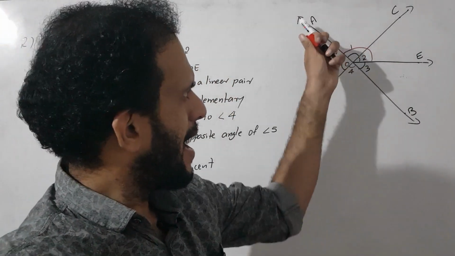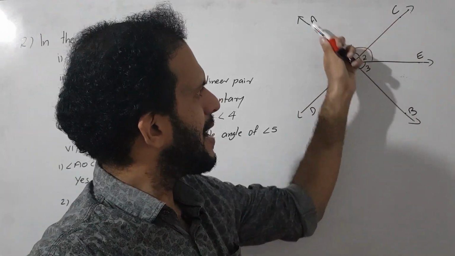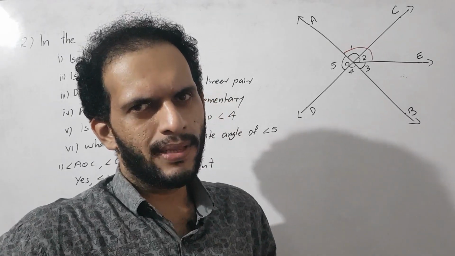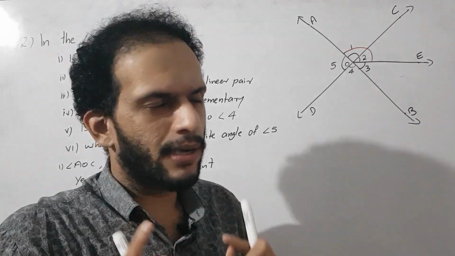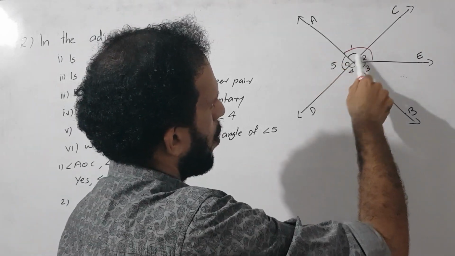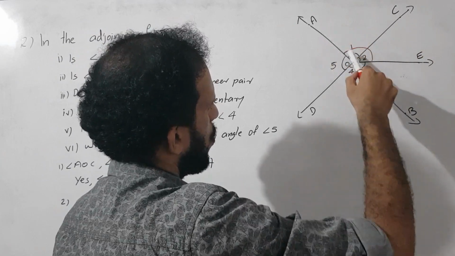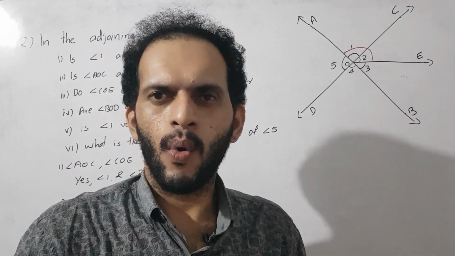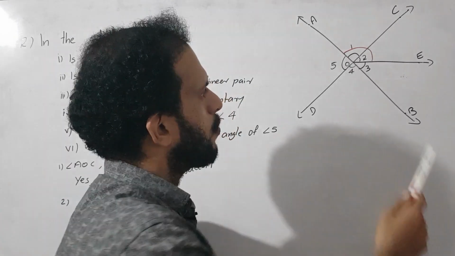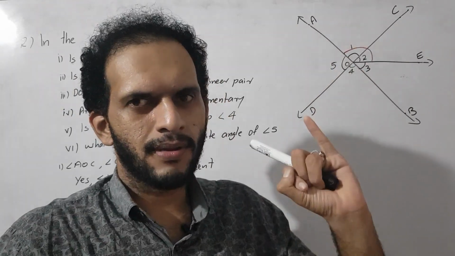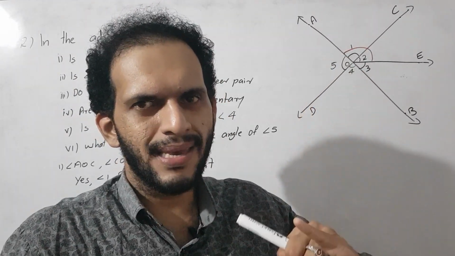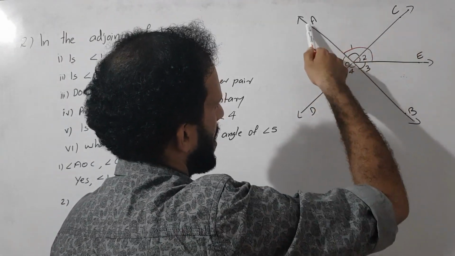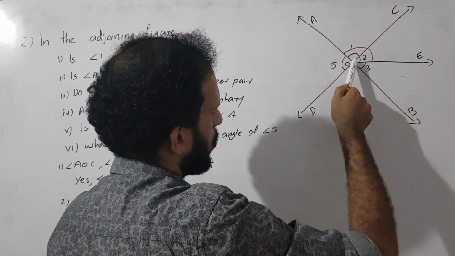Then we check AOC and AOE. What is that? They have a common vertex. What is the common vertex? The common vertex is O. Then the first condition is satisfied. Angle AOC and angle AOE have a common vertex O.